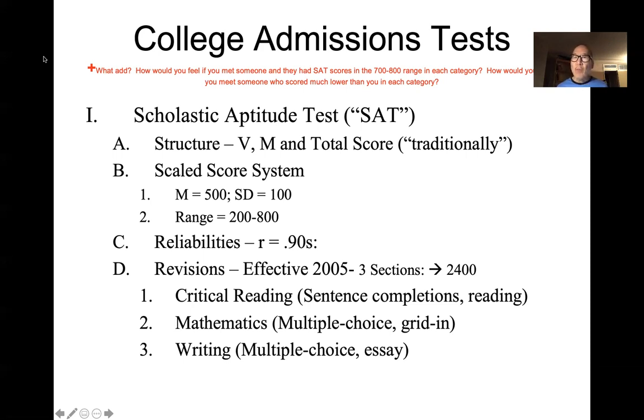So the first, now referred to as critical reading, essentially assesses verbal abilities, and includes tasks such as sentence completions and reading comprehension, where you read a passage usually about 3 to 4 paragraphs.